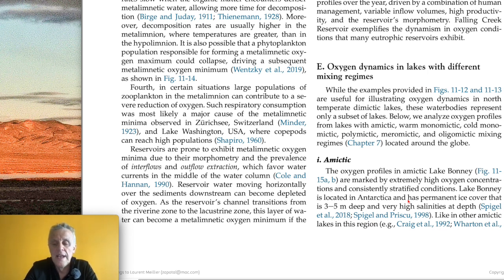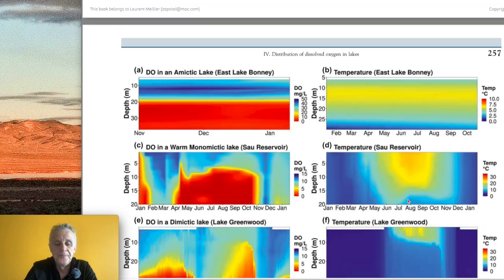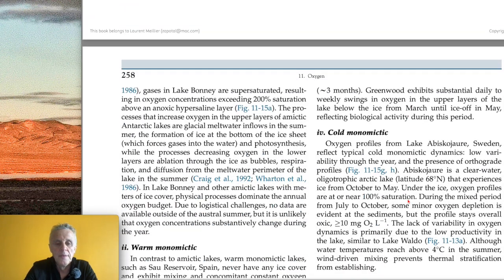stratified conditions. Lake Bonny is located in Antarctica and has permanent ice cover that is 3 to 5 meters deep and very high salinity at depth. Like in other amictic lakes in this region, gases in Lake Bonny are supersaturated, resulting in oxygen concentration exceeding 200% saturation above an anoxic persaline layer.